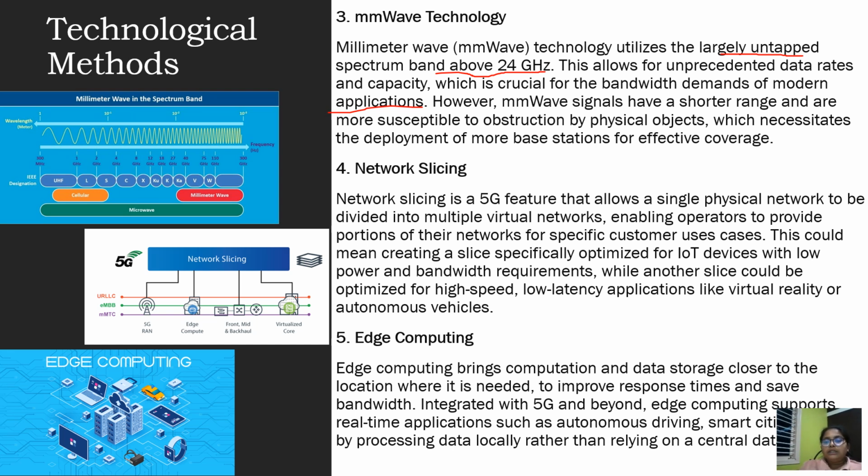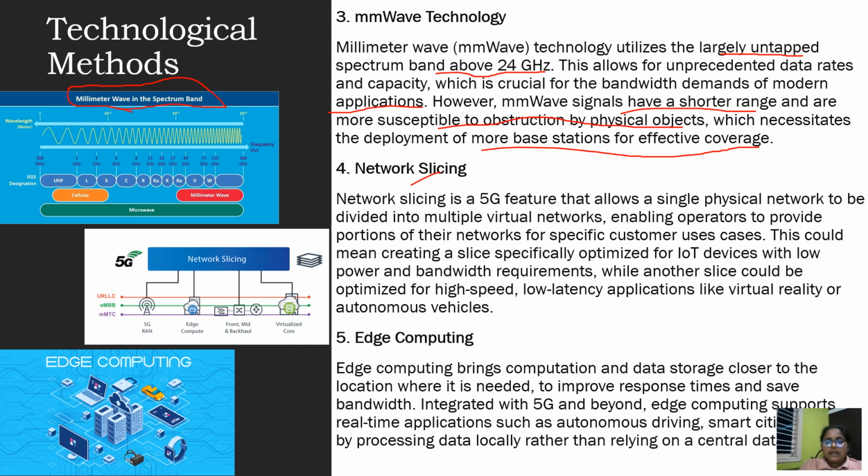However, millimeter wave signals have a shorter range and are more susceptible to obstruction by physical objects, which necessitates the deployment of more base stations for effective coverage. Here you can see the spectrum band of millimeter wave.